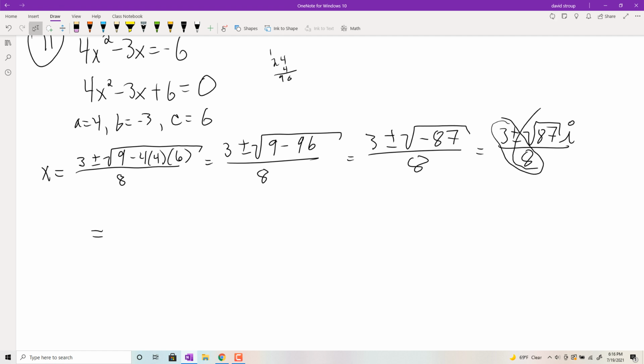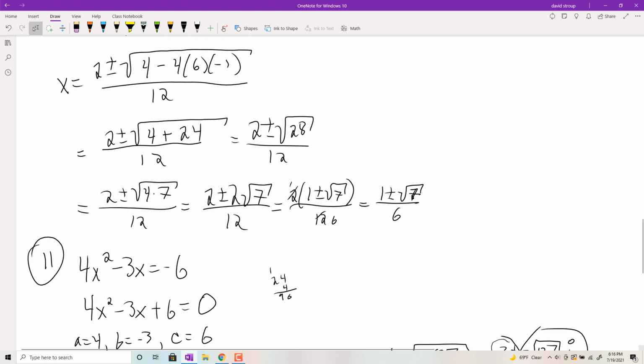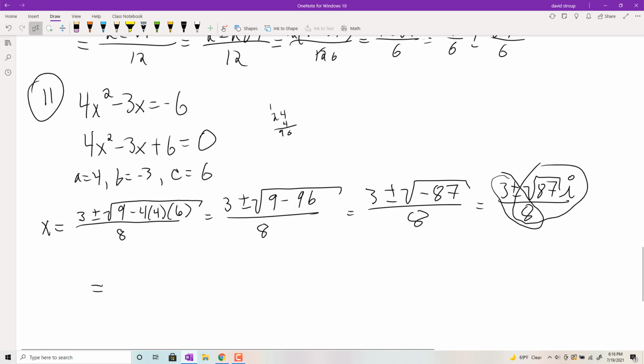Okay? You can always butterfly if you want, like that last answer. If you wanted to, you could write it as 1/6 plus or minus root 7 over 6. That way you don't forget to put complex numbers into this form. 3/8 plus or minus square root of 87 over 8i. Okay, so it has to be in that a plus bi form for us.